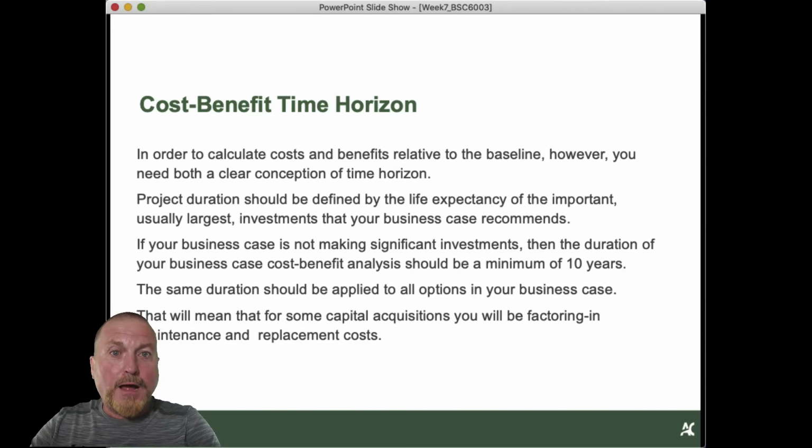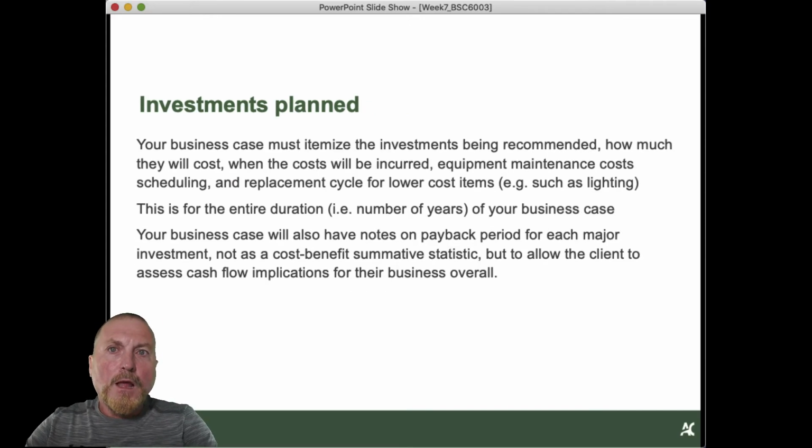All right, but when you extend that technology well beyond its simple payback period into the future of its typical life expectancy, the benefits accumulate, and when they're brought back to the baseline year with a net present value, it shows that the investment is worth making. All right. So you need to be very clear when you lay out your plans on what your investment plans are.